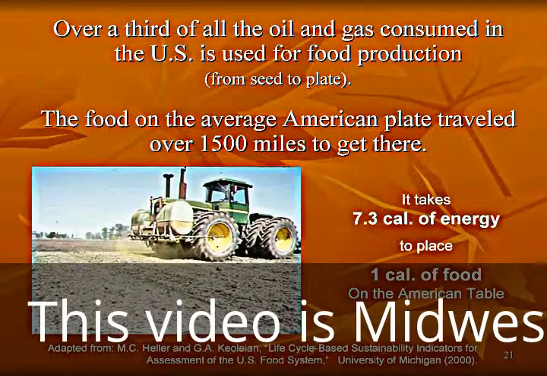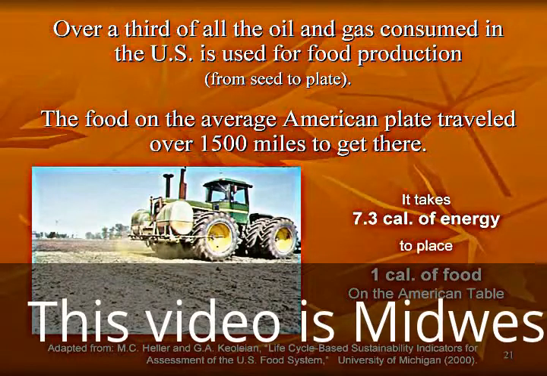But the number that really catches my attention is on the lower right-hand side of the slide there. There are a variety of studies out there, but these are the numbers that I've come to rely on. It claims that it takes 7.3 calories of energy to place 1 calorie of food on the American table today. The farming aspect of that is 2 to 3 calories. That's just to grow the food and get it in the elevators. And then it takes another 4 calories or so to take it to market, process it, package it, cook it, put it on the table.